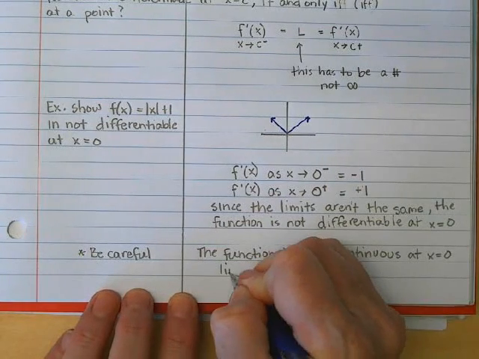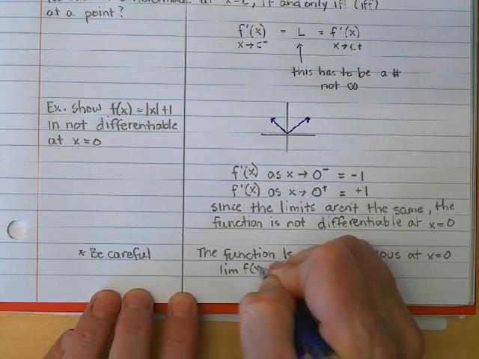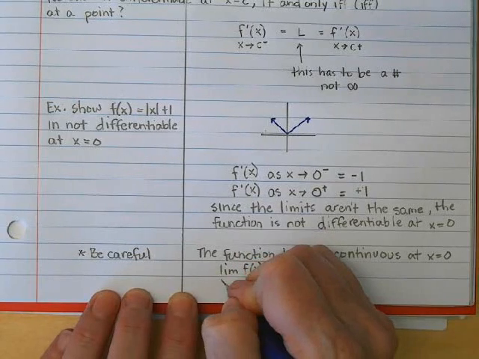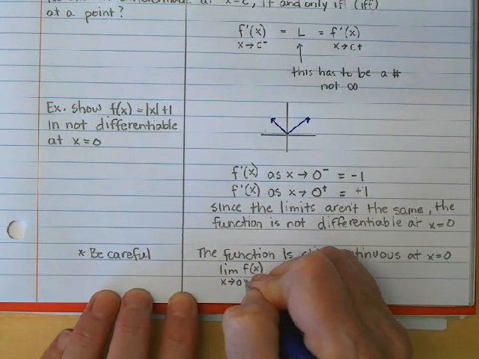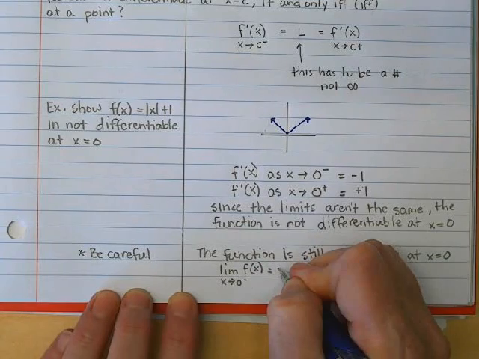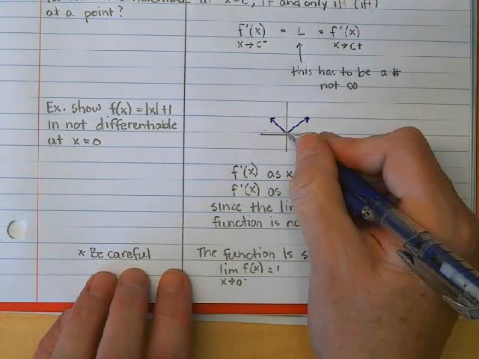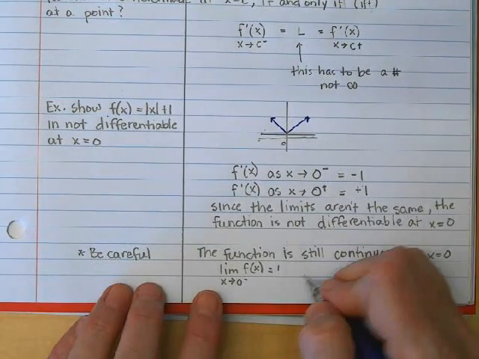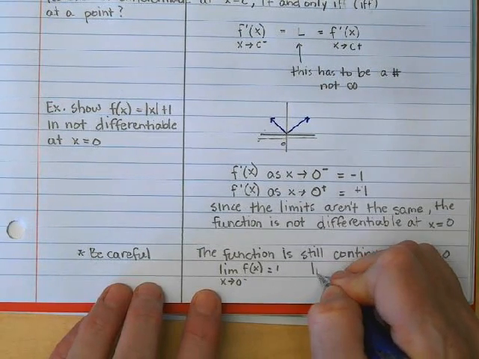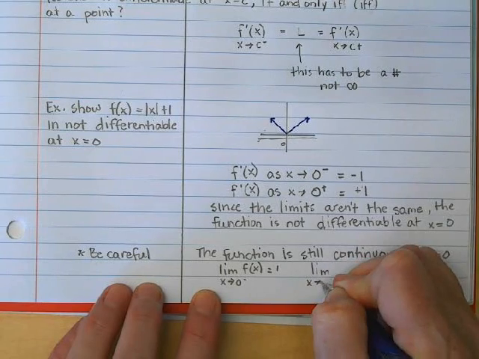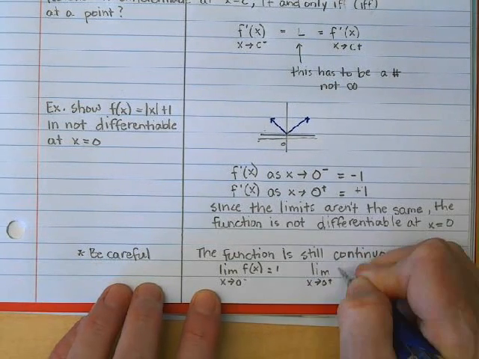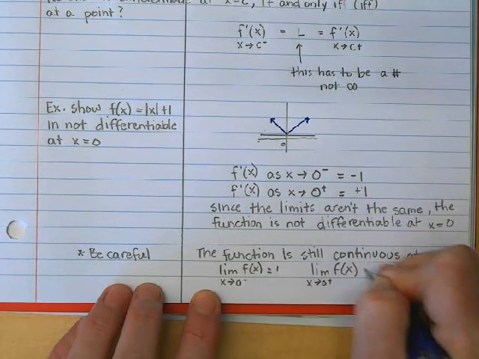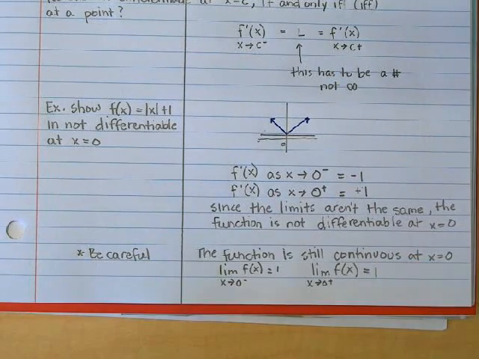The reason is that the limit of the function as x approaches 0 from the left equals 1. Remember, this should be up at 1 right here. That should be 0. And the limit as x approaches 0 from the right of f of x is equal to 1. So that can be a little bit confusing, so watch out for that.